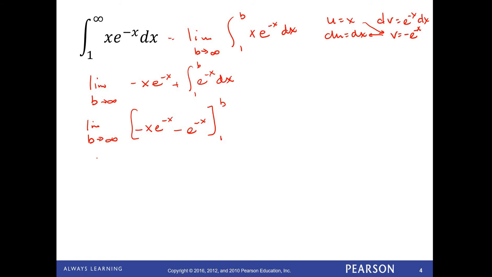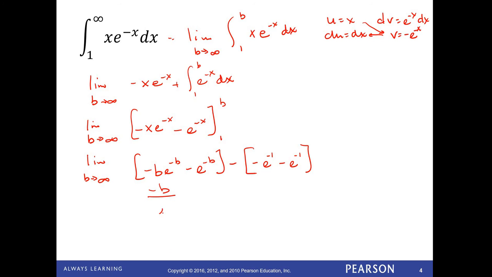So again, plugging in my values, I'm taking the limit as b approaches infinity of negative b e to the negative b minus e to the negative b, all minus negative e to the negative 1 minus e to the negative 1. Yep, and that's it. So now I have this whole piece, and I'm going to write it this way.